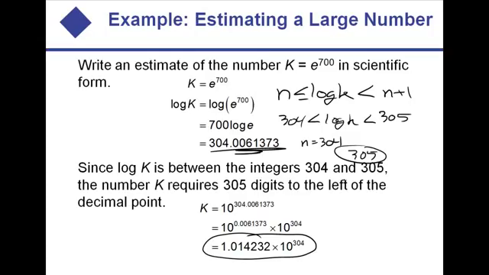Okay, so it's a way of figuring out a rough estimate of super huge numbers. Because if you tried to put e to the 700 into a calculator, it would just tell you, nope, sorry, can't do it.